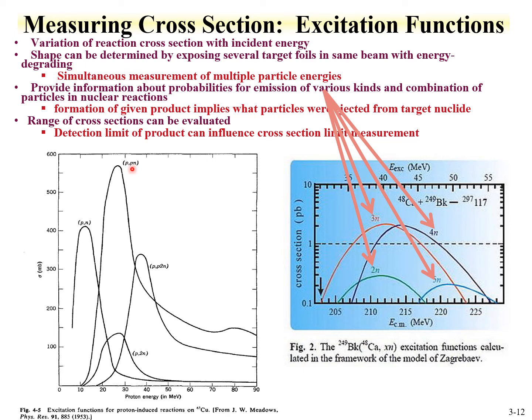Now this is experimental, this is calculated, and the reason we'd be interested in these calculations is that if we wanted to perform this experiment with calcium and berkelium, we'd want to get an idea of what energy we should perform the experiment at. If we see we have the center of mass energy on the order of 210, that will give us the 3N reaction maximum, 215 will give us the 4N reaction maximum, and we'll also get an idea of the cross-section here listed in picobarns, so you can get an idea of the rate of formation.